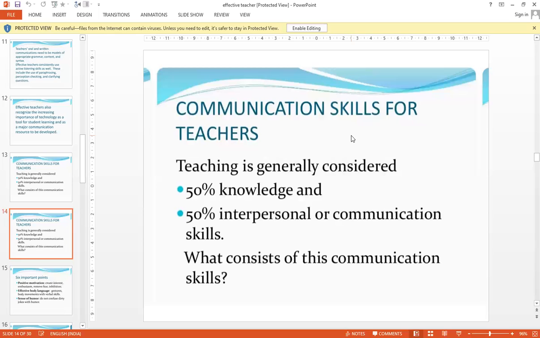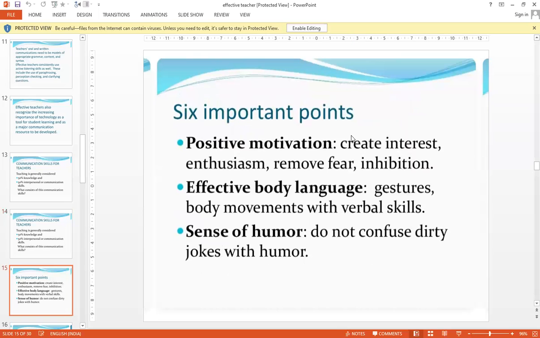What are the qualities required for these communication skills? There are 6 important points. The first one is positive motivations. Positive motivations create interest, enthusiasm, and remove fear and inhibitions. Let us discuss this first point.